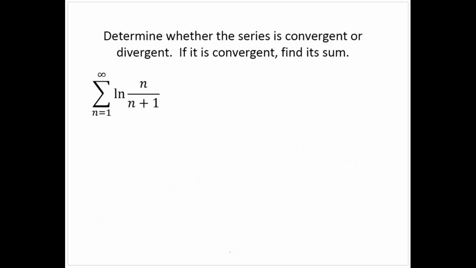All right, let's consider one more example. The sum from n equals 1 to infinity of the natural log of n over n plus 1. And we want to know if the series converges or diverges. If it converges, we want to find its sum. One approach to this is to rewrite this as the sum from n equals 1 to infinity of the natural log of n minus the natural log of n plus 1.